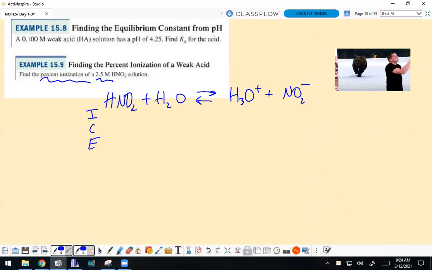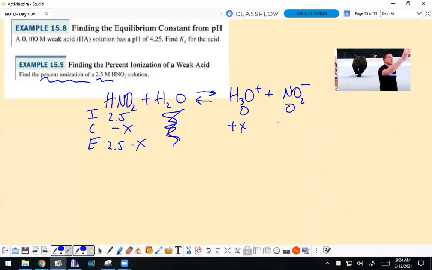Ice chart, weak, equilibrium, no water. 2.5 this time, so a pretty big concentration, and 2.5 minus X. 0 and 0, plus X and plus X, X and X. Again, always the same. It's always a 1-to-1 ratio.